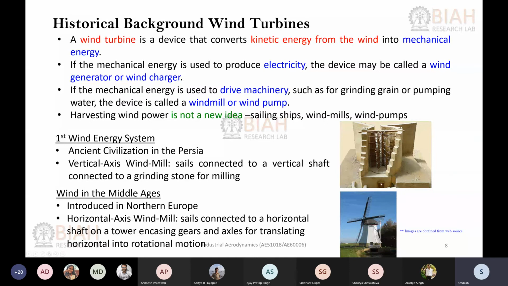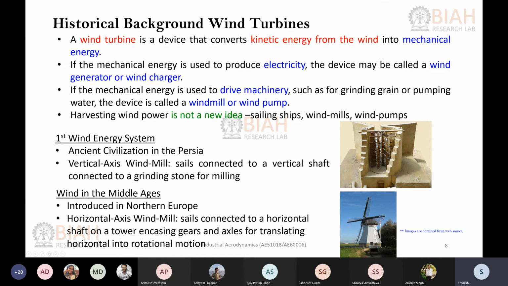Okay, so that can be obtained from this housing below. So these were the very first wind energy system. Then afterwards, if we can straight away come to the Middle Age. So in European countries, they start to have this horizontal axis type wind turbine.